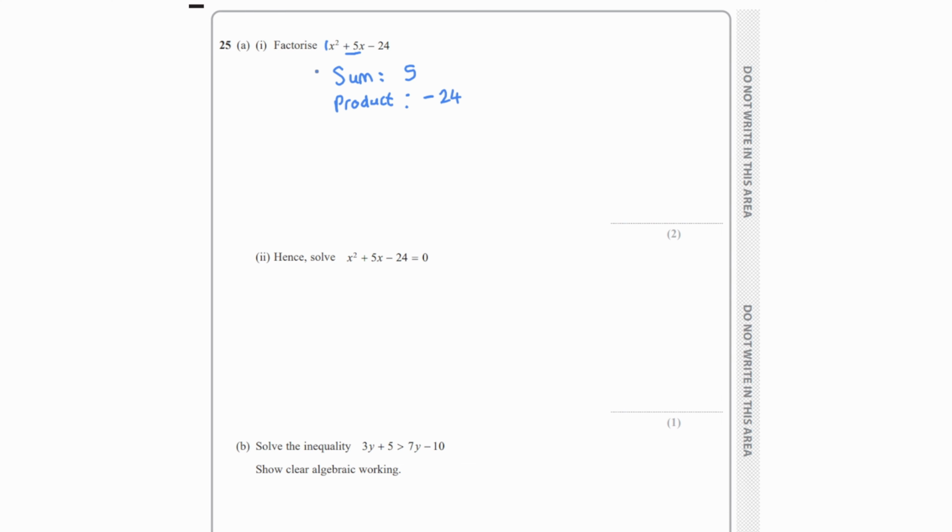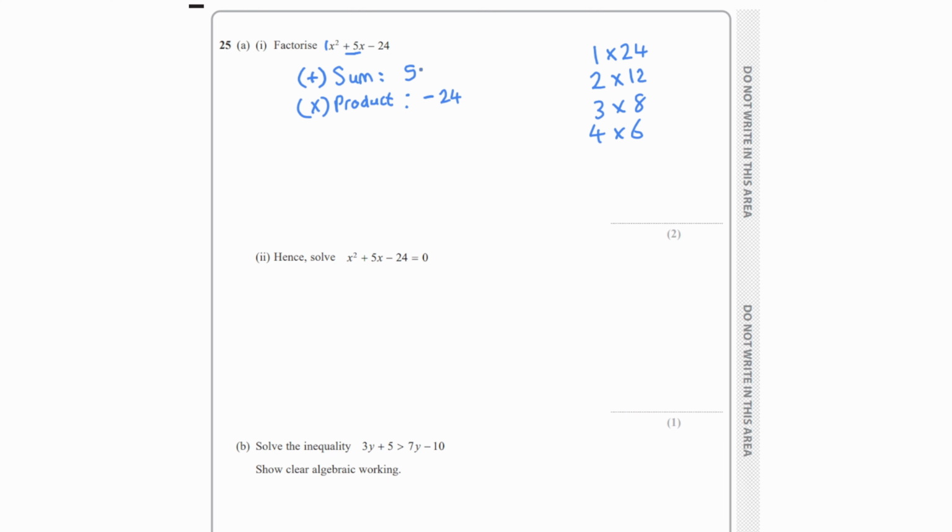Now, sum in maths means add and product means multiply. And the reason we do this is because it helps us to think about the pair of numbers we need in order to factorize this. We need a pair of numbers that sum, they add to 5, and they multiply to negative 24. A helpful way to do this is to list down all the factors of 24, or factor pairs, I should say. So 1 multiplied by 24, 2 multiplied by 12, 3 multiplied by 8, and 4 multiplied by 6.